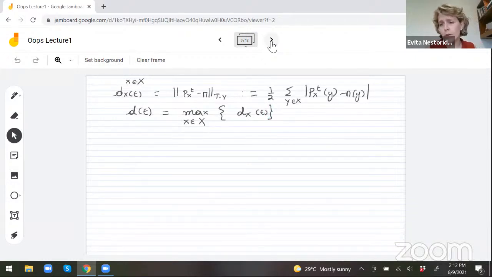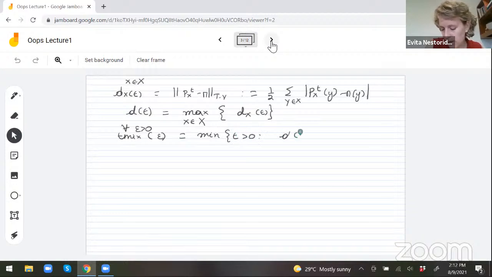And so the mixing time, which is the first notion and the most general notion of this lecture series, is that if you give me an epsilon, I should tell you how big t needs to be so that this total variation distance is less than epsilon. So it's the first time so that d(t) is less than epsilon.